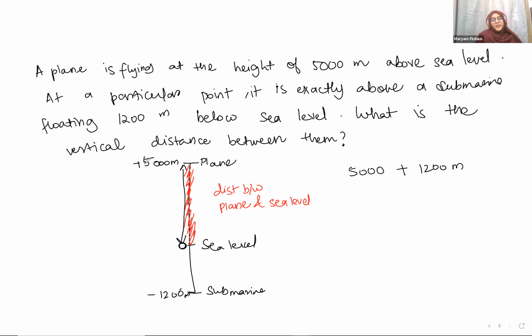See, when we are saying that the plane is flying at a height of 5,000 meters above sea level, that means the distance between the plane and the sea level is what? Above. What is the distance? How much? Okay, let me ask this in another way. See, Hiba, they are saying, just take a look at the question again.